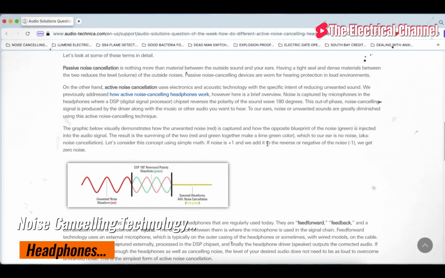Passive noise cancellation is nothing more than material between the outside sound and your ears. Having a tight seal and dense material between the two reduces the volume level of the outside noise. Passive noise cancelling devices are worn for hearing protection in loud environments.